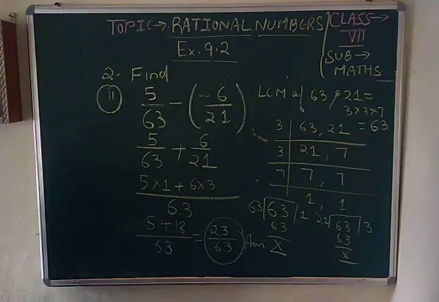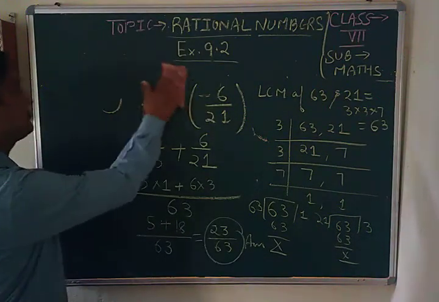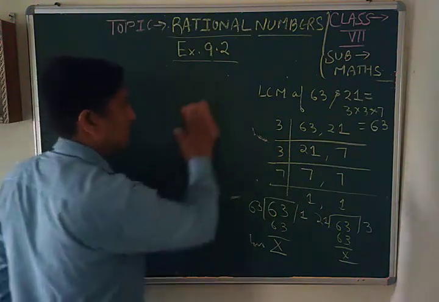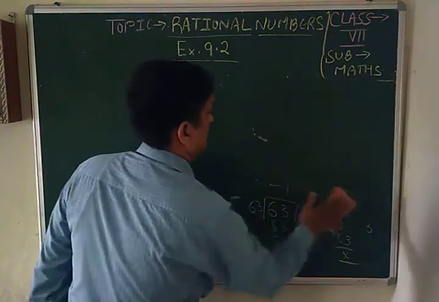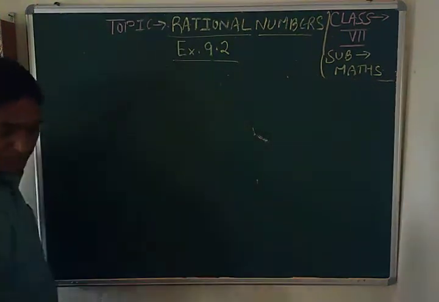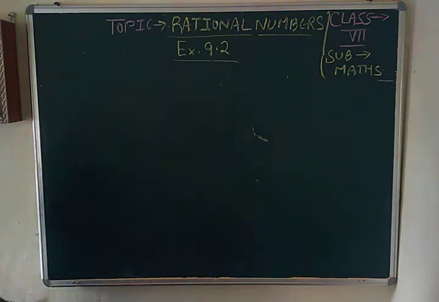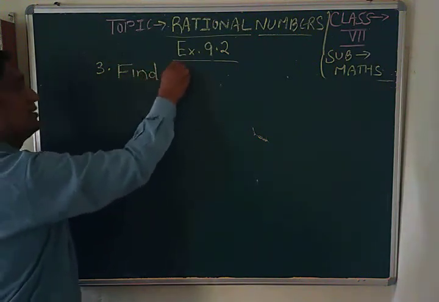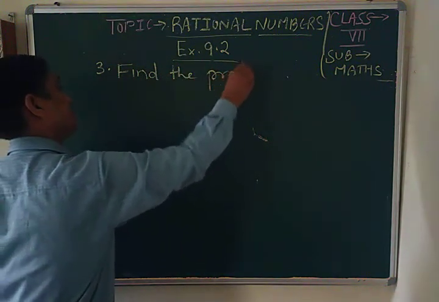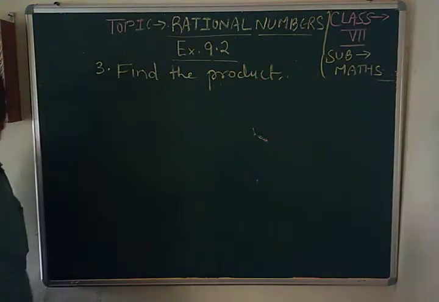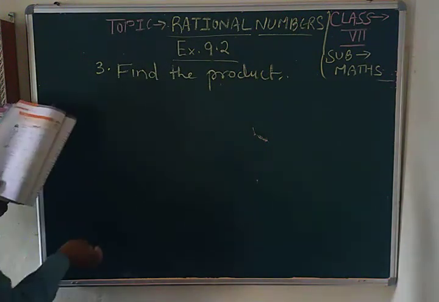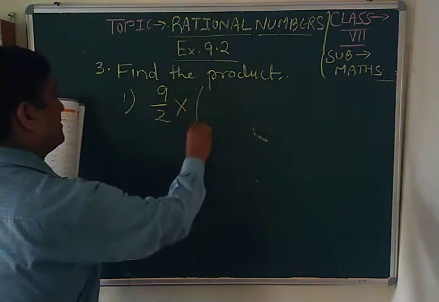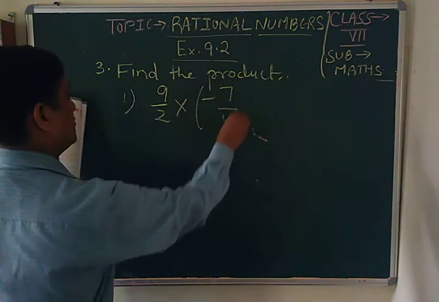Now children, next we will do question number 3. Now question number 3 is what, children? Please look. Find the product. Find the product means we have to multiply. Now children, look, question number 3, part 1 is 9 upon 2 multiplied by minus 7 upon 4.